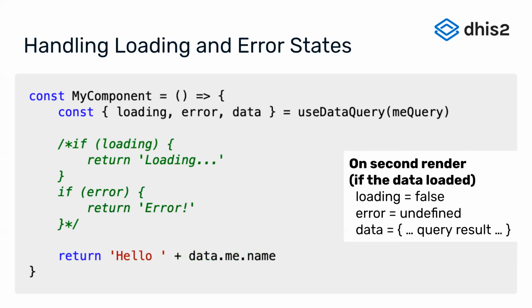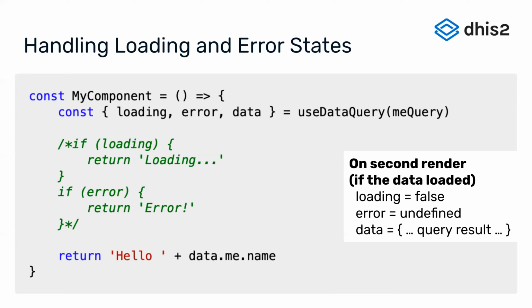The other option would be if an error does not occur and the data actually loaded, we call this function the second time with a different set of variables. Loading is false, error is undefined because no problems occurred. And then data is the result of that API request across the network. So in this case, the first two conditions, if loading and if error, both evaluate to false, and so we don't return anything for those two statements. And then at the end, we return hello plus the name that is returned from this query across the network.